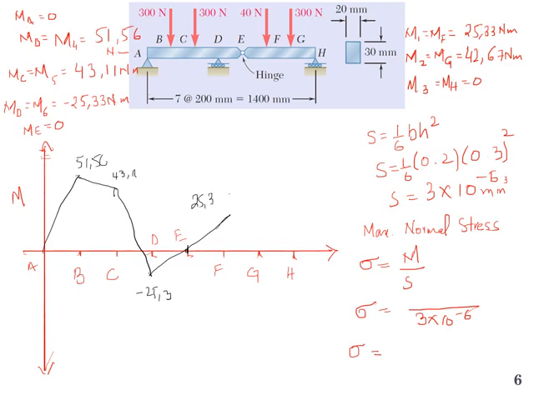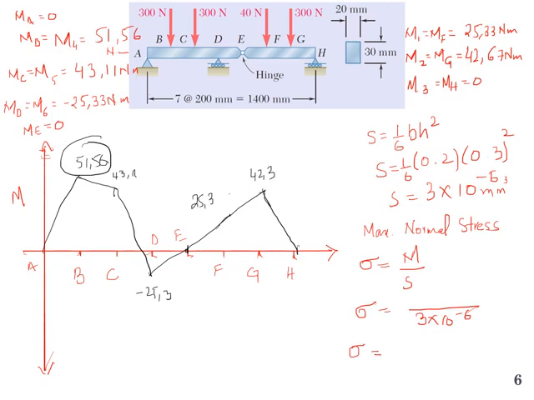Now from F to H it will again increase, and it will be 42.7, and at H it will be 0. Now the maximum bending moment is 51.56. Now we have to find what is the maximum normal stress for this beam.